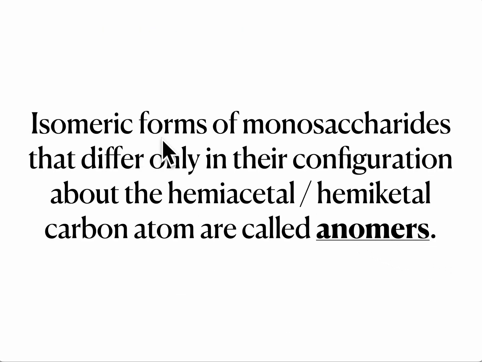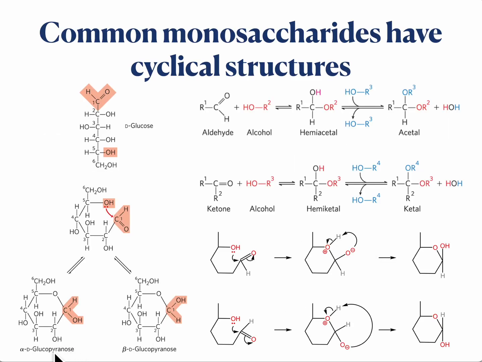So the isomeric forms of monosaccharides that differ only in their configuration about the hemiacetal or hemiketal carbon atom are called anomers, right? So alpha and beta means that they are anomers of each other, while D or L means that they are enantiomers of each other.